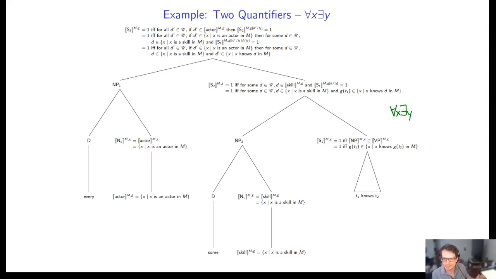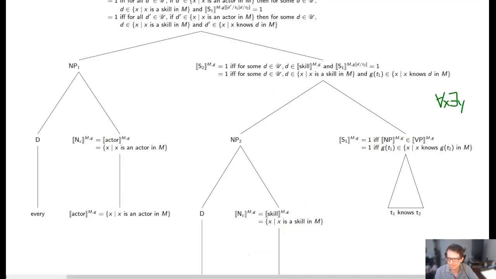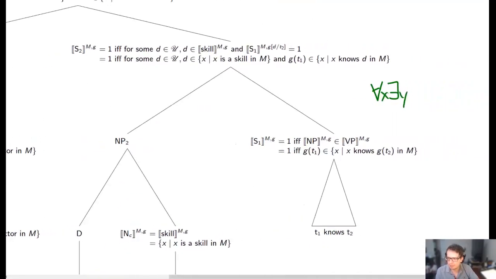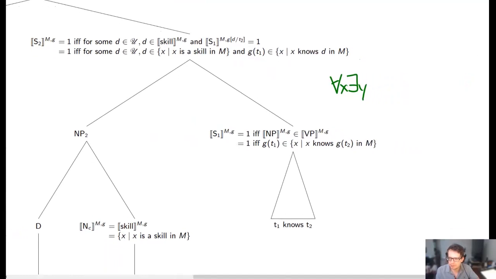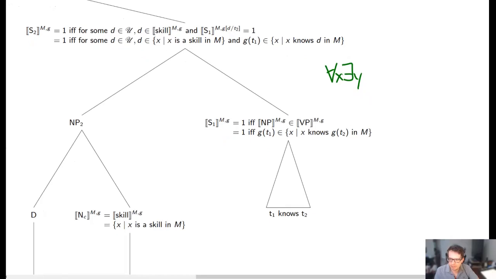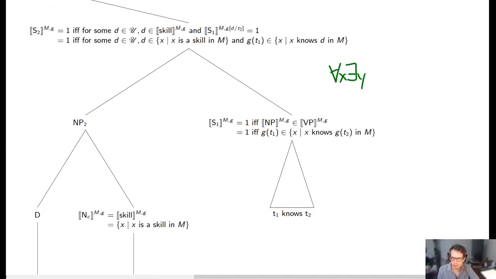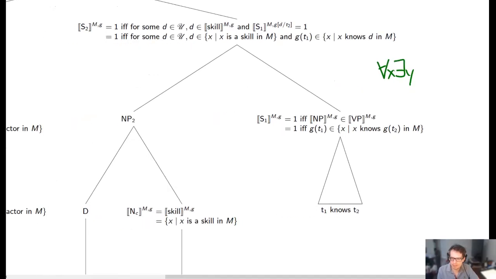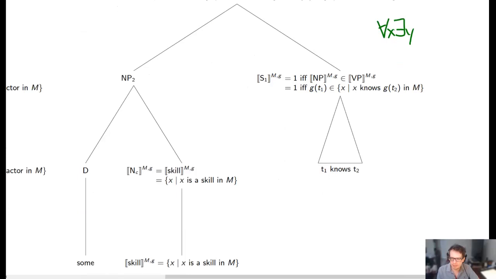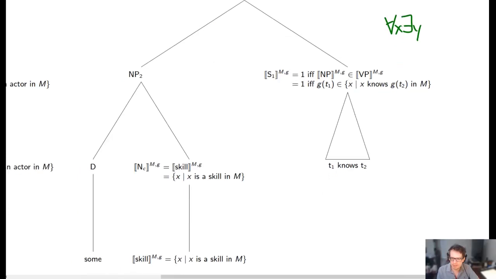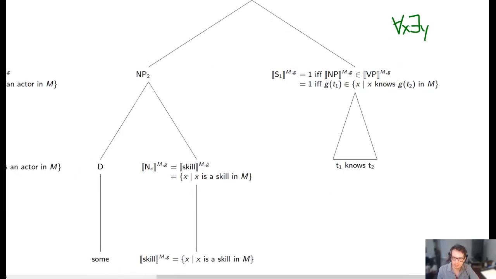Again, just because we're only dealing with a small portion of the tree doesn't mean it makes the text any bigger, because it's still so much. So here is S2. So this is what we started with. It's true if G of T1 is in the set of x such that x knows G of T2 and M. So what we've done in this example is we've moved some skill first. So some skill is lower.